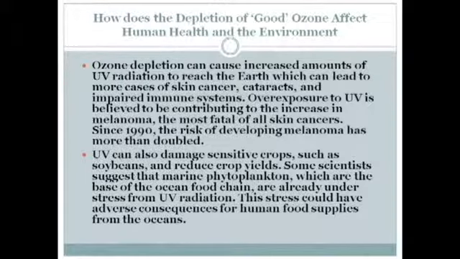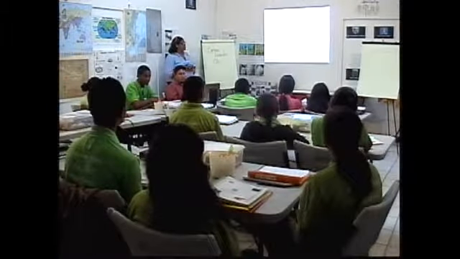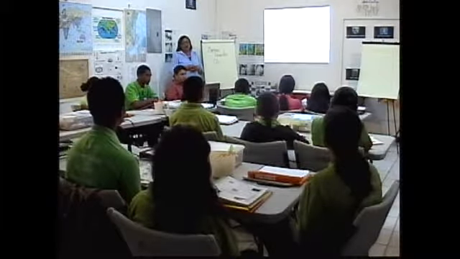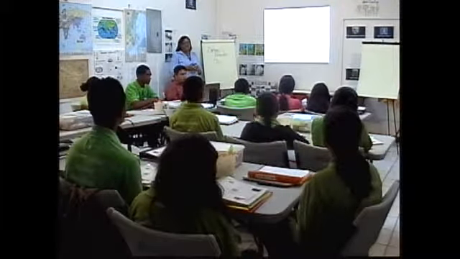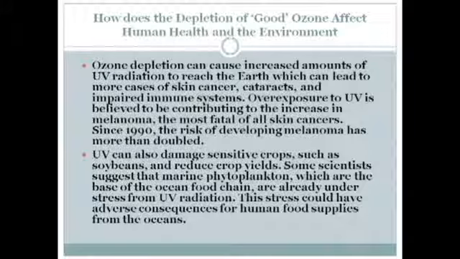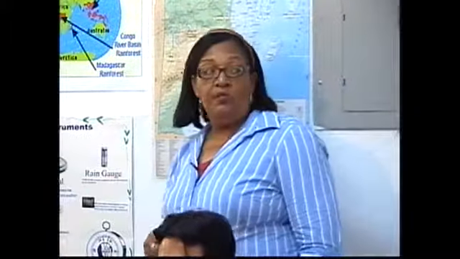Some scientists suggest that marine phytoplankton, even the plankton in the sea. So even our coral reef and the algae that lives in our sea, even those are being affected by ultraviolet radiation due to the depletion of the ozone hole. This stress could have adverse consequences for human food supplies from the ocean. Is that so? Yes. Because those are the marine phytoplankton.